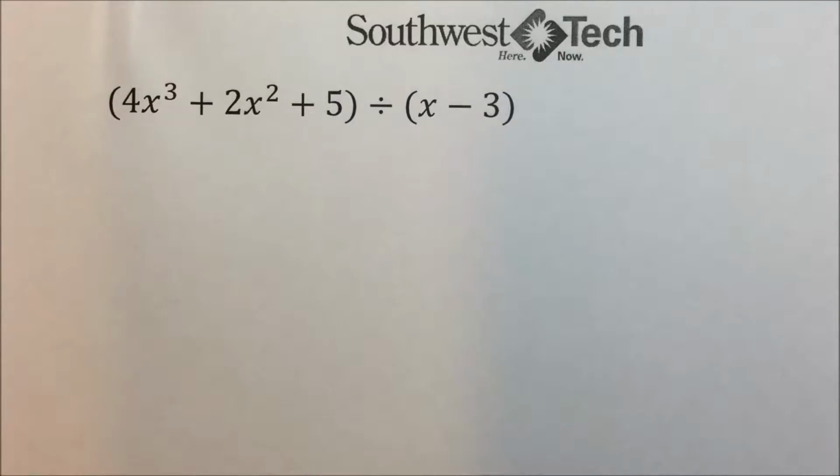Section 6.7, synthetic division. To divide a polynomial by a binomial of the type x minus a, we can streamline the usual procedure to develop a process called synthetic division. When we're using synthetic division and we're missing a power, we need to be sure to include a placeholder.